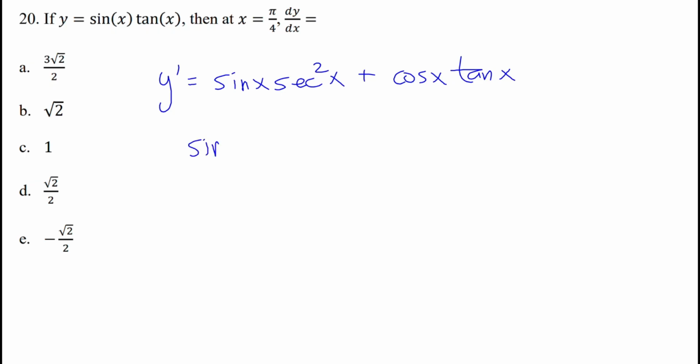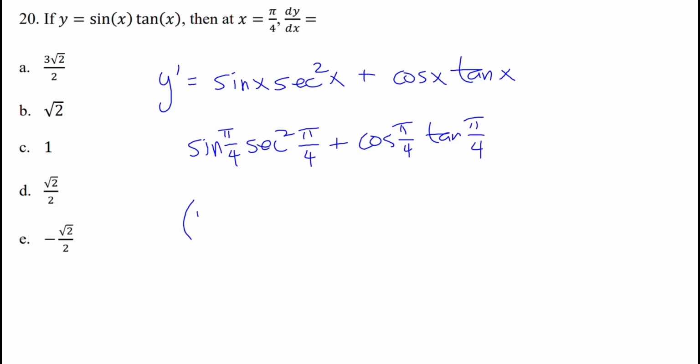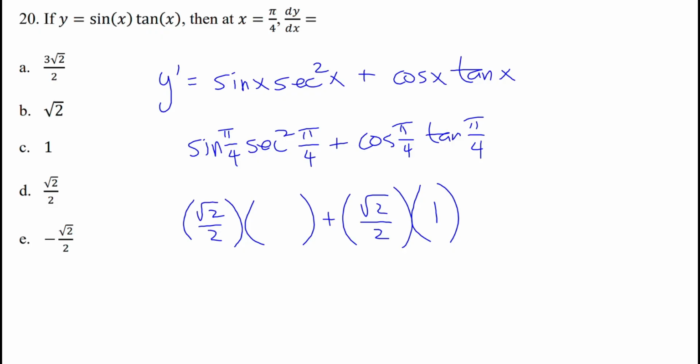Right? The sine of pi over 4 times the secant squared of pi over 4 plus the cosine of pi over 4 times the tangent of pi over 4. Well, we probably know at least 3 of these right off the top of our head. Right? Sine of pi over 4 is root 2 over 2. We may not know secant or secant squared of pi over 4, but we should know cosine of pi over 4, root 2 over 2, and tangent pi over 4 is just 1.